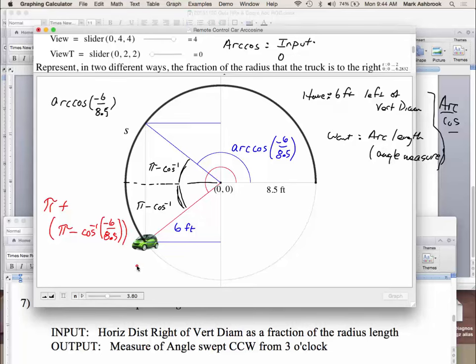This is the skill you need to have, seeing symmetry and being able to add and subtract angles to get the one that you want.